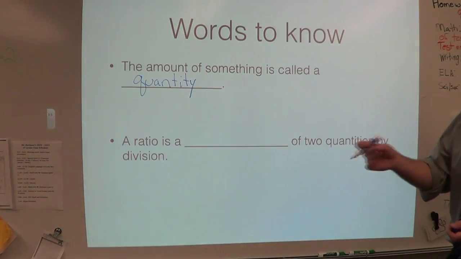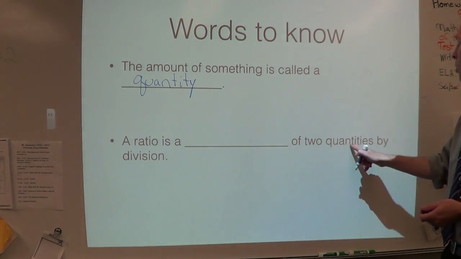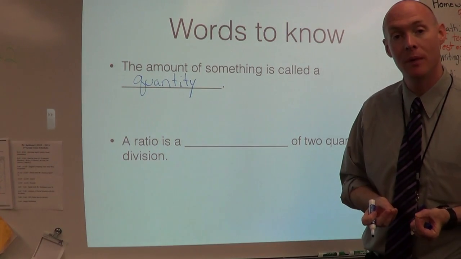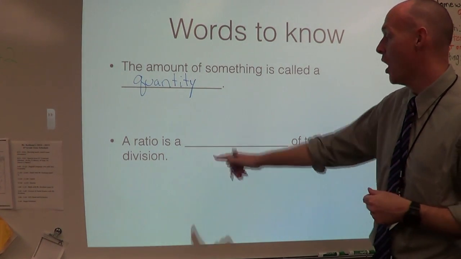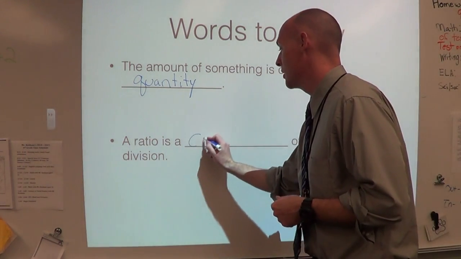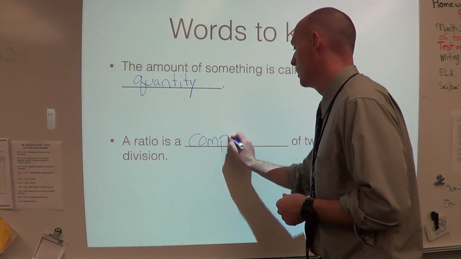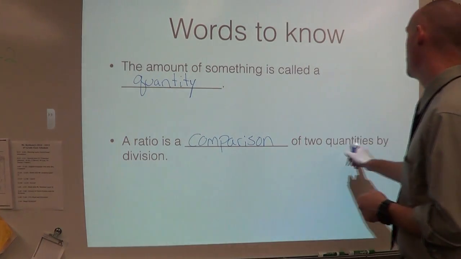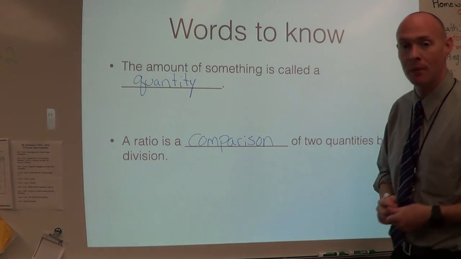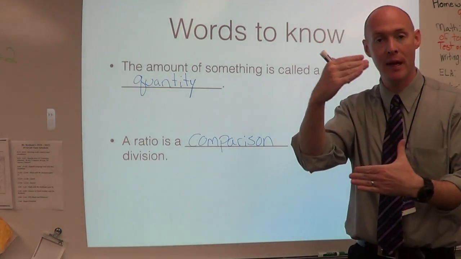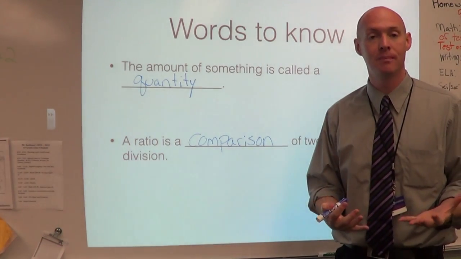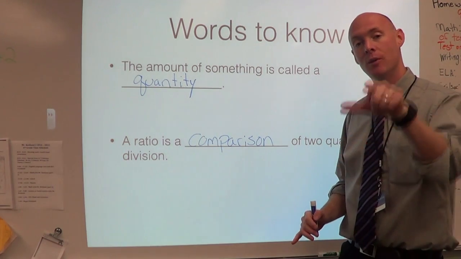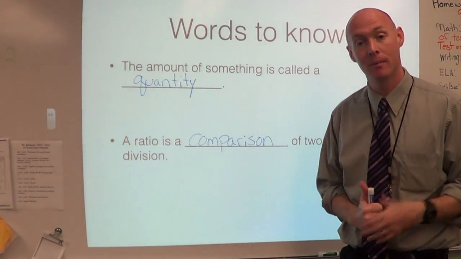A ratio is a comparison of 2 quantities by division. What we're doing with a ratio is we're going to compare. So, the amount of 2 different things compared by division. Now, these kind of seem a little foreign right now, but once we dive into it, you'll understand it a whole lot more. So let's get started.